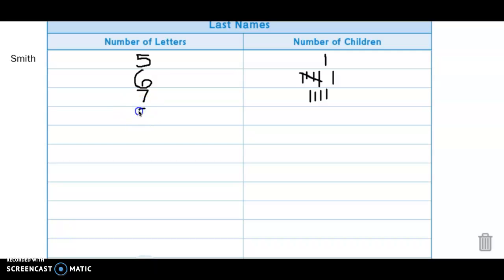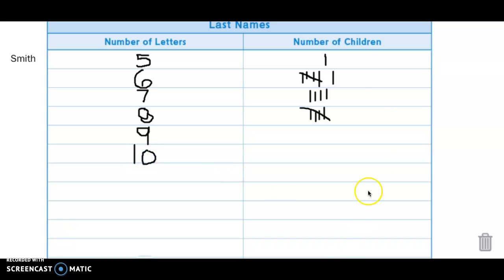What about 8 letters in their last name? How many kids had 8 letters in their last name? 1, 2, 3, 4, 5. Cross the 5th one over, bundle them together. What about 9 letters in their last name? You know what? We're going to say there was no one with 9 letters in their last name. So now what do we do? Well, we just keep counting up by 1. So we'll go to 10.